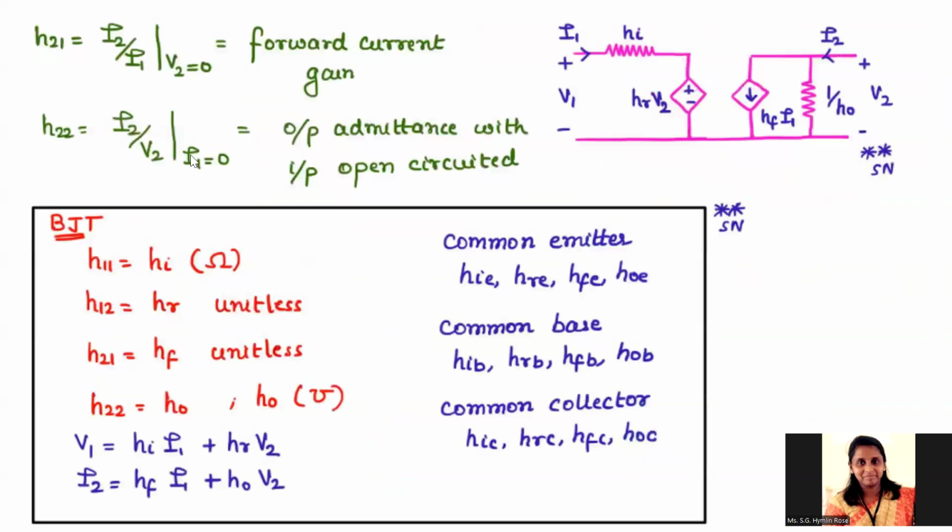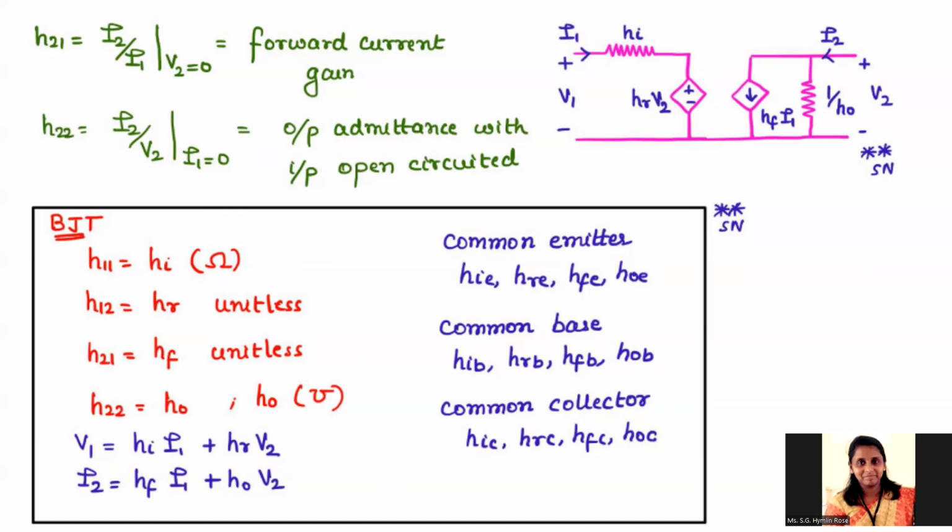The third parameter is H21, that is HFE, the forward current gain, which is the ratio of the output current to input current by keeping the output voltage as 0. Next, H22 is I2 by V2, that is the ratio of output current to output voltage with input current I1 to be 0, that is the output admittance. So these are all the parameters.